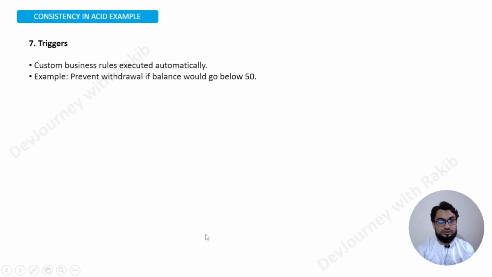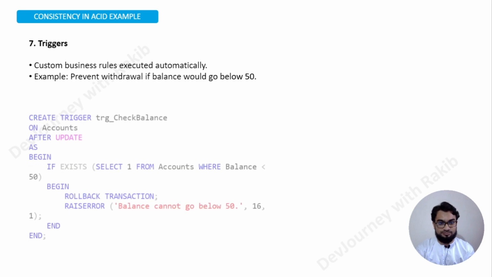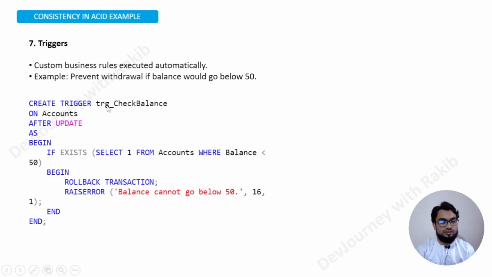And triggers, custom business rules executed automatically. Example, prevent withdrawal if balance would go below 50. Here is a trigger, and this trigger executes after an update statement, and it will check if the balance is less than 50, then it will be rolled back.